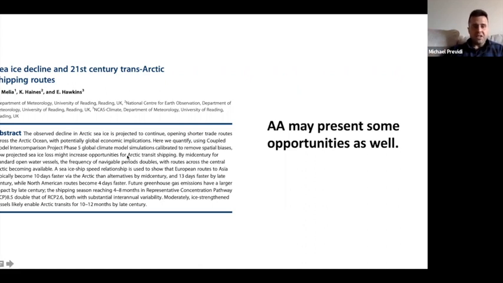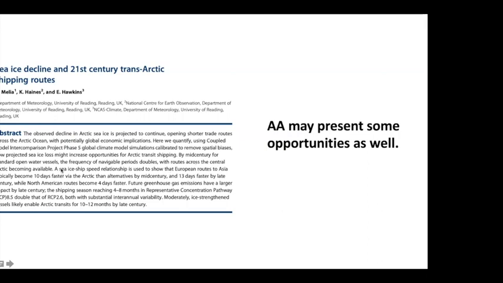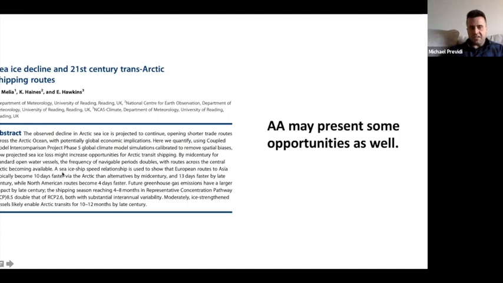And you can see here in the abstract some of the conclusions from this study that I'll just highlight a couple of the results. So it's stated that a sea ice ship speed relationship is used to show that European routes to Asia typically become 10 days faster via the Arctic than alternative routes by mid-century, and 13 days faster by the end of the century, while North American routes become 4 days faster.